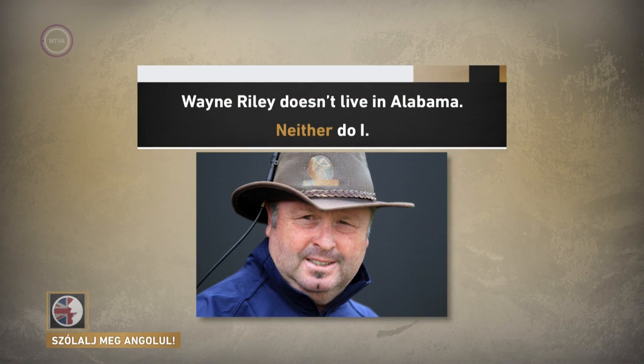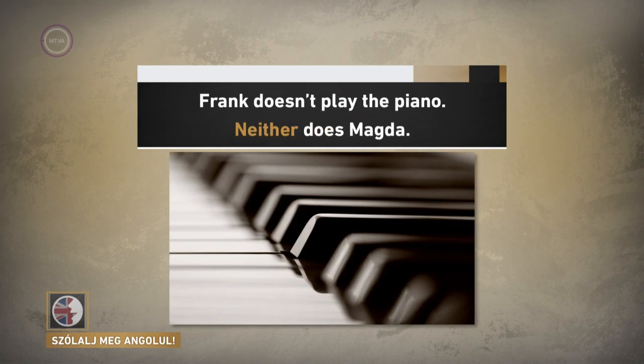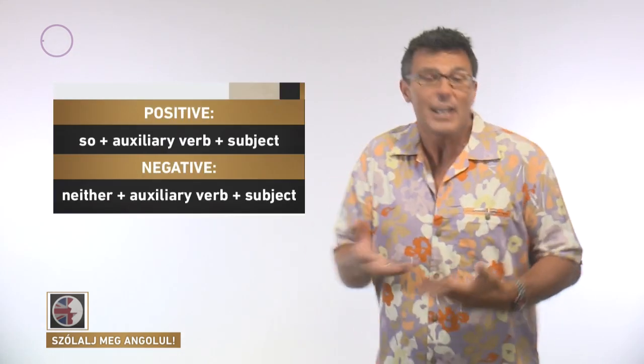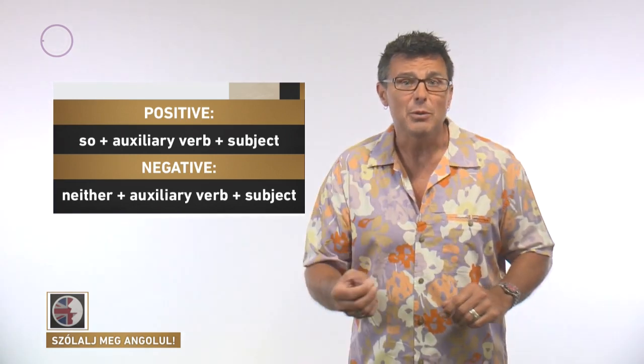Wayne Riley doesn't live in Alabama. Neither do I. Frank doesn't play the piano. Neither does Magda. So, as you can see, it's very simple to agree with sentences when the statement uses a negative verb. All we do is the same as we did when we agreed with a statement using a verb in the positive form.